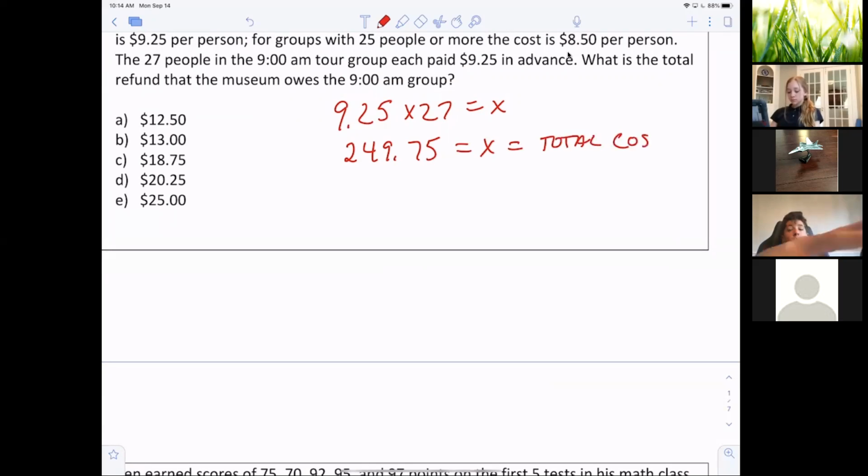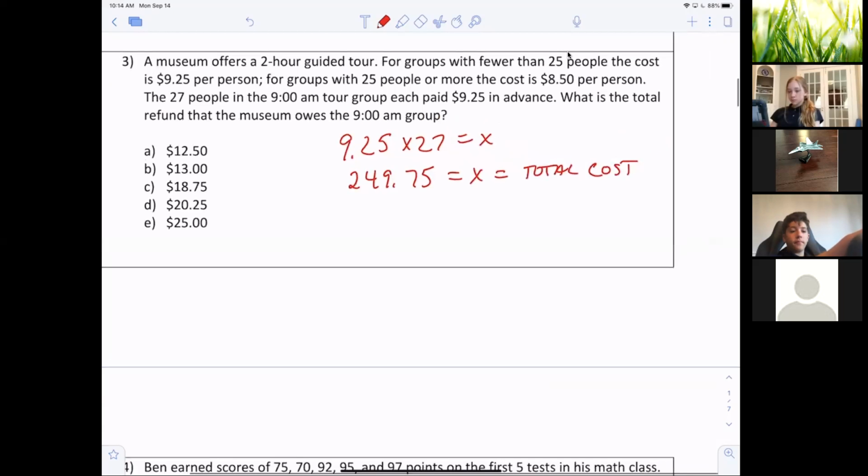Do you agree with that? But were they supposed to pay $9.25? Well, they paid $9.25, but there was 27 people, right? So they should have only had to pay what? So how much should they have paid? What do I have to do for that? Wait a minute now. How many people went? So they should have only paid 27.